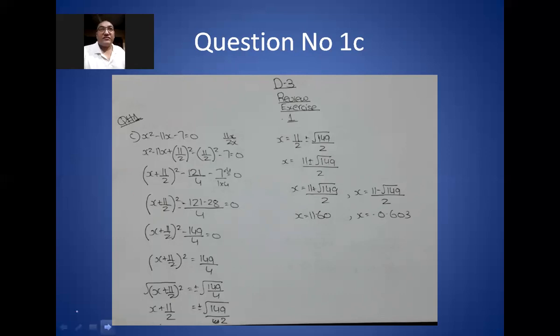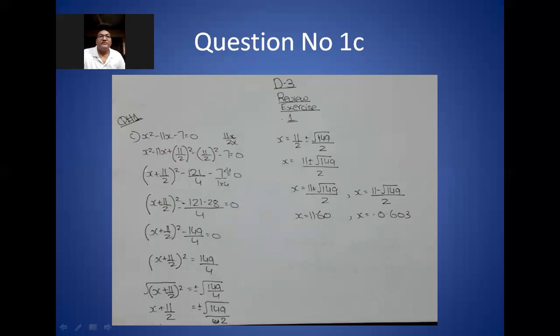And the method is very simple. In your rough work, you take this term minus 11x and you divide it with the 2x. So x and x cancel, you have 11 by 2 left. So the square of the 11 by 2 whole square, you will add it into your expression and you will subtract it from your expression. So here you can see I have written x squared minus 11x plus 11 by 2 whole square minus 11 by 2 whole square minus 7 equals to 0.